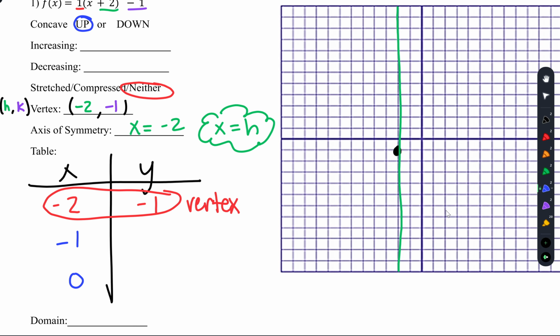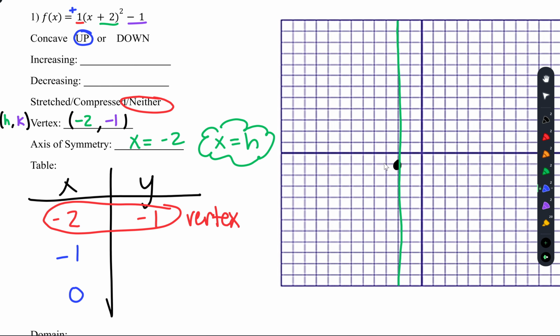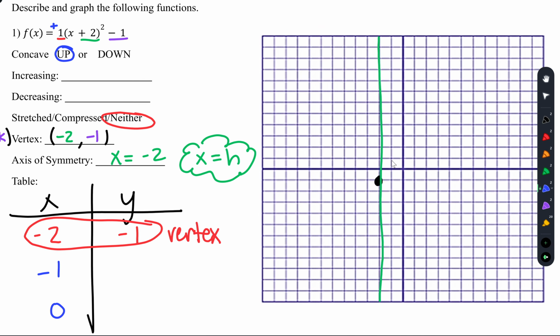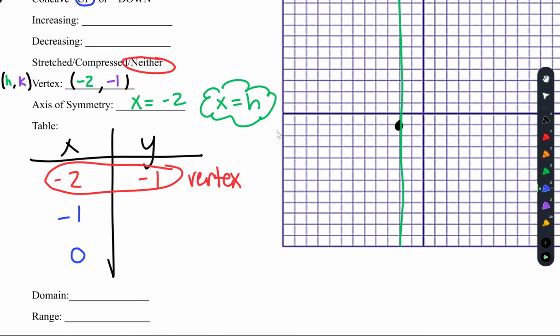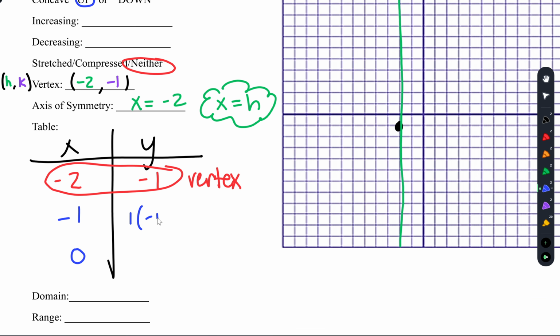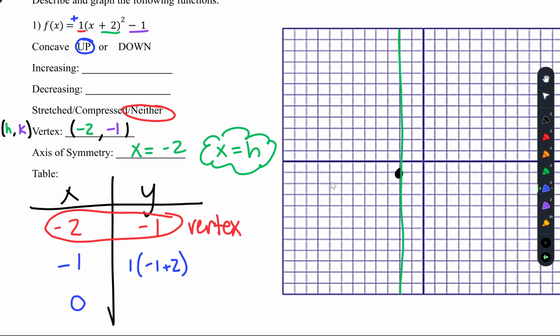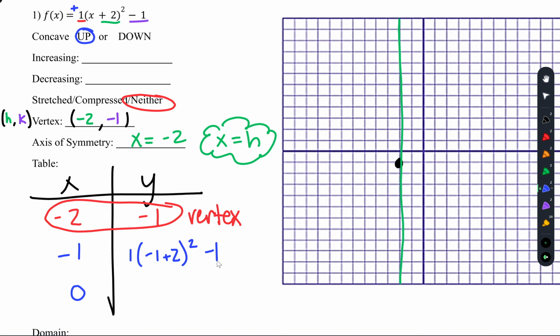To get those y values now, all I have to do is plug the x value into my original equation. So this says 1 times x plus 2, so negative 1 plus 2 squared minus 1. That gets me, what am I looking at? 0? Yep. And then 1 times 0 plus 2 minus 1. Oops, squared. 2 squared is 4. 4 minus 1 is 3.